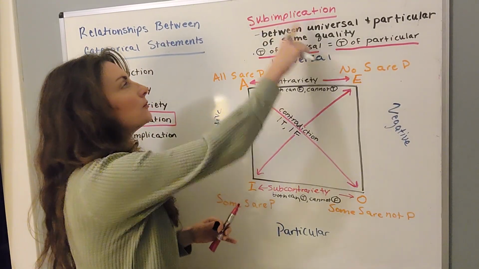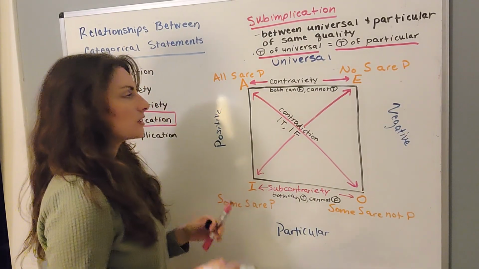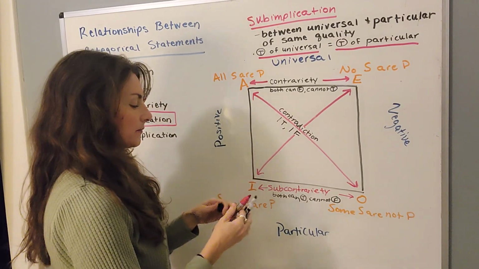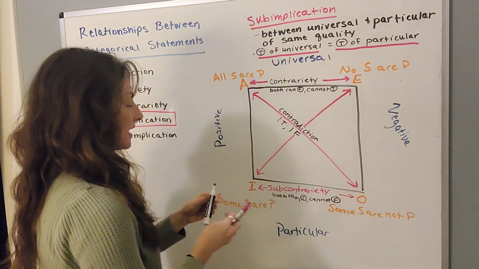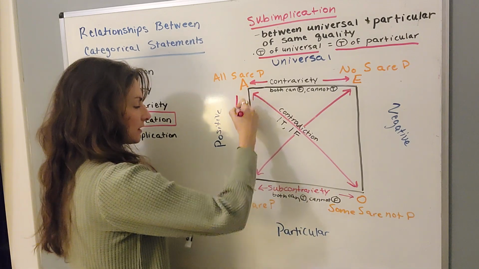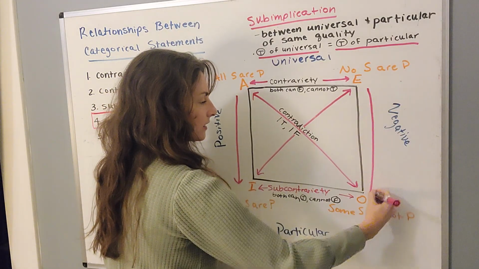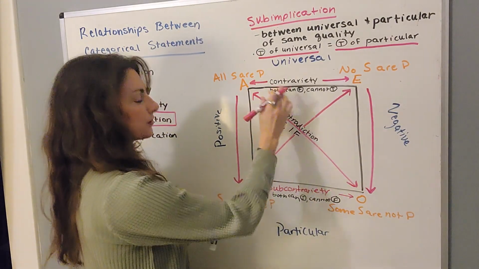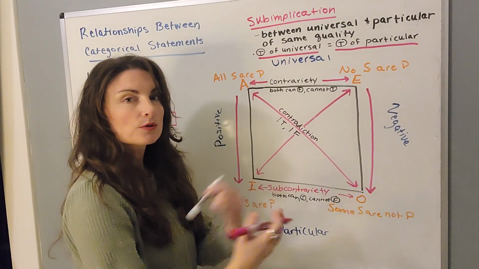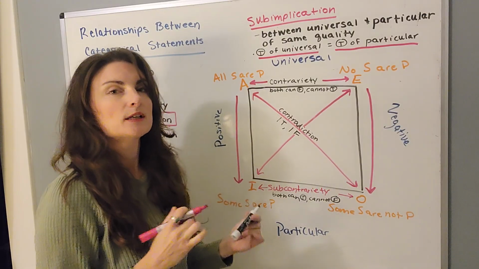Now we are in the new part, which is subimplication. Now remember, sub means under, so those are some clues there. So subimplication is actually dealing with our universal down to our particular. So my arrow is going to go like this, and it's only one way. If you notice in our contradiction, contrariety, and subcontrariety, the arrows go in both directions because both affect one another. However, it's important to remember that this one is not the case.